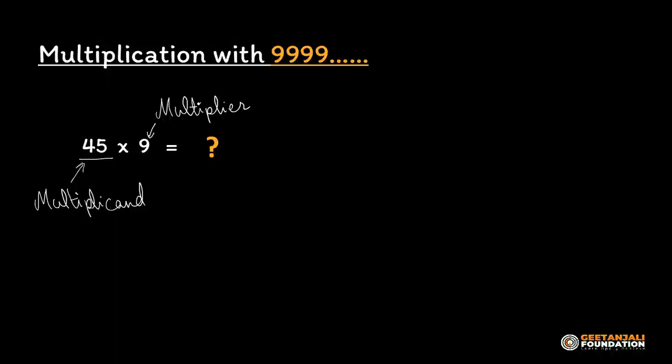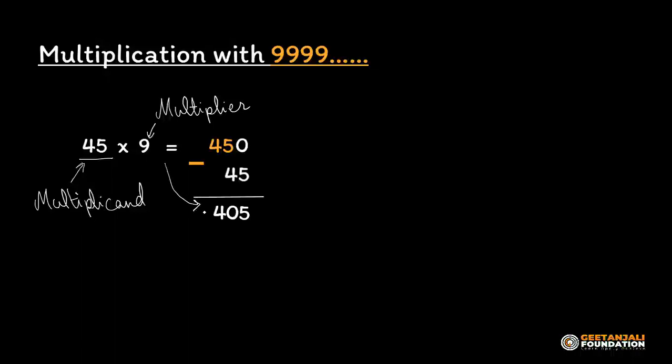So what is the method all about? First of all, we count the number of 9s in the multiplier. Like in this case, there is only one 9. We count that so that we can add that many zeros after the multiplicand. Since we have only one 9 in the multiplier, we add only one 0 after 45, our multiplicand. The next step is that from this 450 we subtract the original multiplicand, that is 45. So from 450, when you subtract 45, you get 405, which is the answer for 45 times 9.